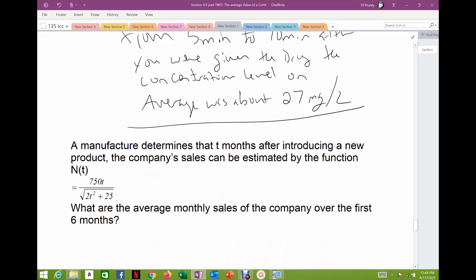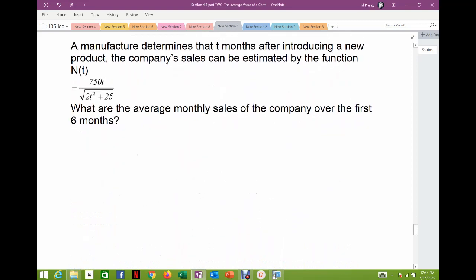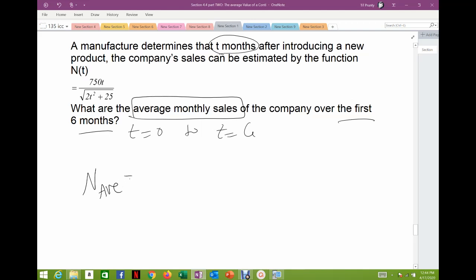All right, the last example. A manufacturer determines that t months after introducing a new product, the company's sales can be estimated by this function. What are the average monthly sales over the first 6 months? So we want to find the average sales over the first 6 months. The first 6 months would be from time 0 to time 6, right? It's in months, so it would be those first 6 months. And so we'd find the average.